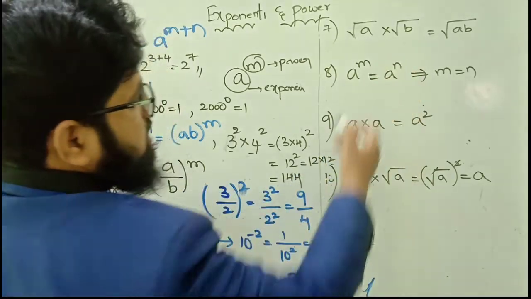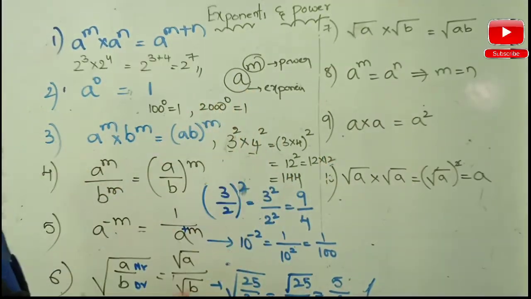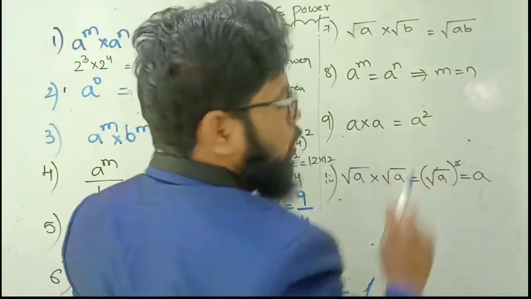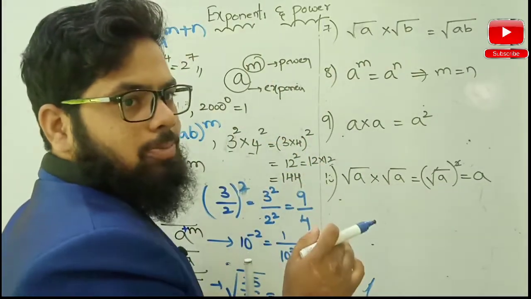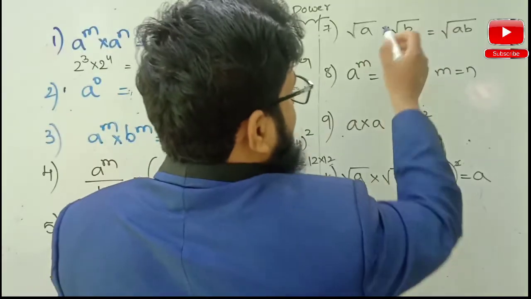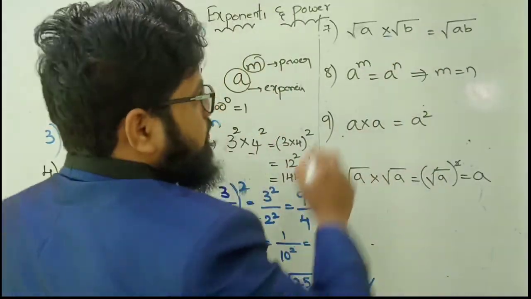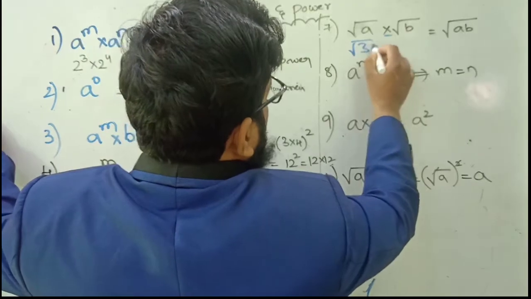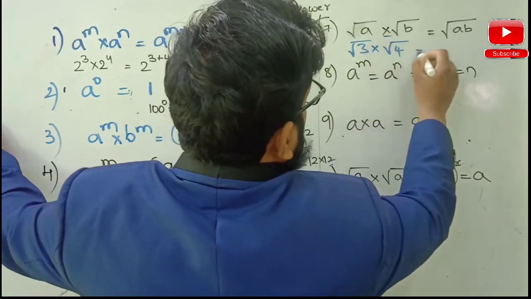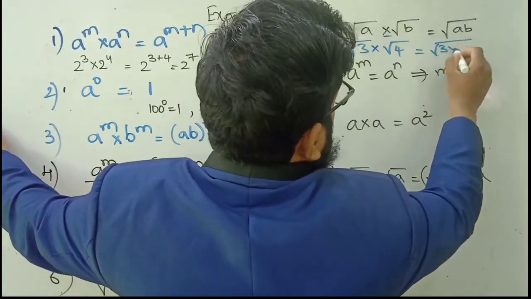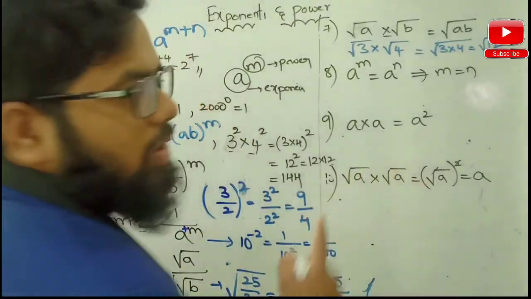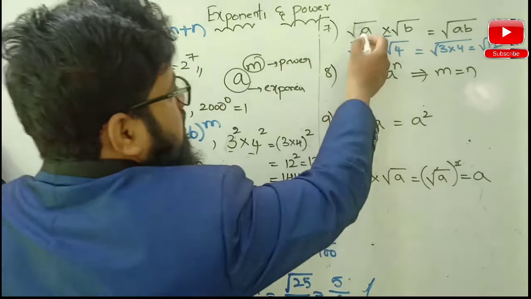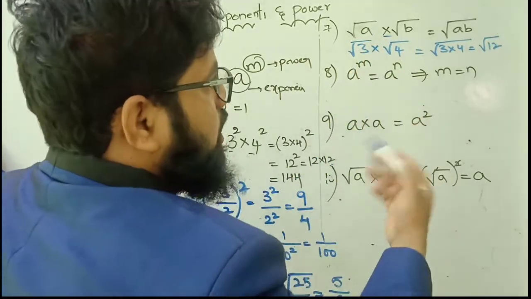Then coming to the next formula, root a into root b, that you can write as root ab. So whenever you are having separate root a and root b, then you can write it together, but it should be in multiplication. Okay, then root 3 into root 4, that can be written as root of 3 into 4, that is 3 fours are 12. So the root 12 is the final answer. Okay, so like this you should apply the formula while doing the sums.